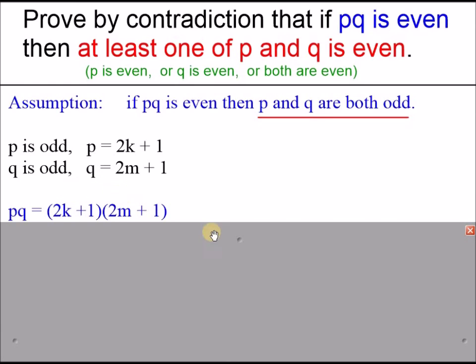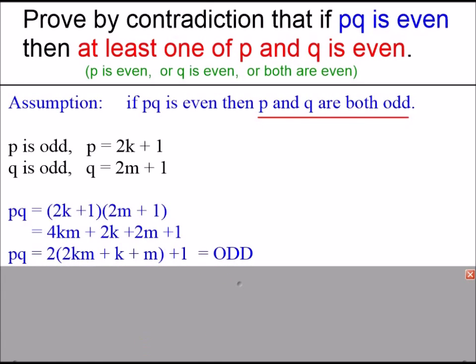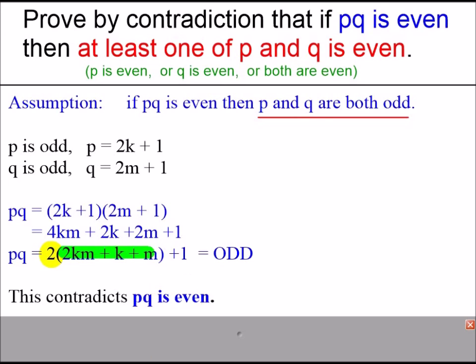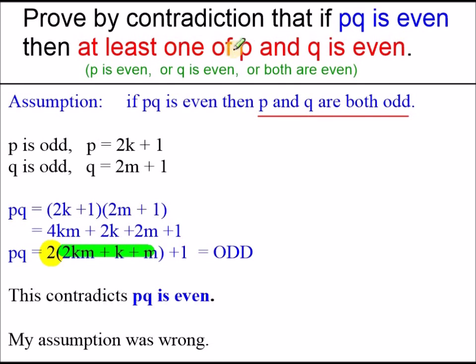Okay, so I'm multiplying those two together, expand the brackets, do a bit of factorization, and what you've got here is a multiple of 2, so 2 times some terms here, so that's definitely even, this part, but then when you add 1 it makes it odd. But we were showing that it was going to be even. It's not worked out. So this is contradicting that pq is even. So my assumption, which was here, that they are both odd, is wrong, which means that at least one of p and q is even. This is true, this is wrong.